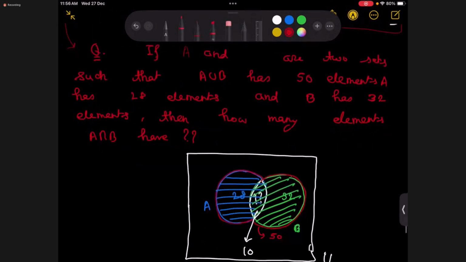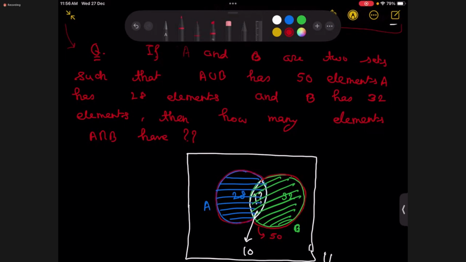A and B are two sets, and we have A union B with 50 elements, A has 28 elements, and B has 32 elements. Then A intersection B contains 10 elements. Thus we have found the number of elements in their common part.